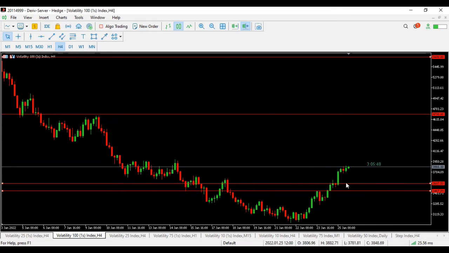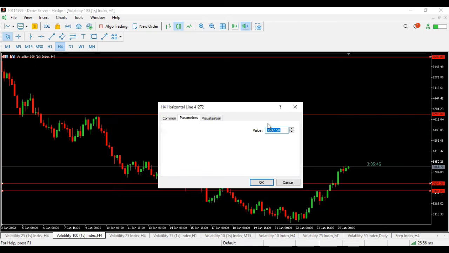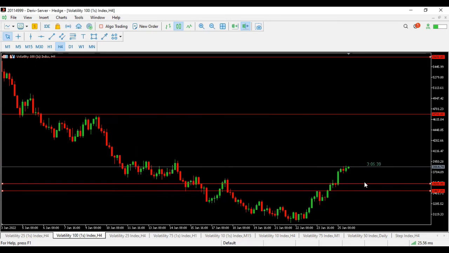Level 3,600 is definitely an area where we would be looking at to buy the market. So let's say if the market comes back to level 3,600, we know that it's a round number, plus market is bullish and we should be expecting a continuation at level 3,600. So this is actually a setup.